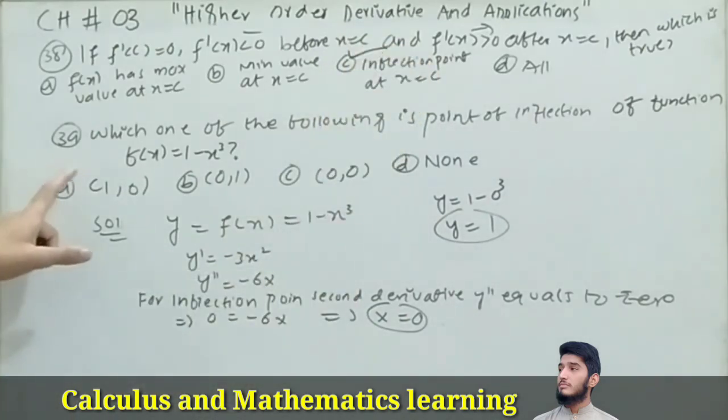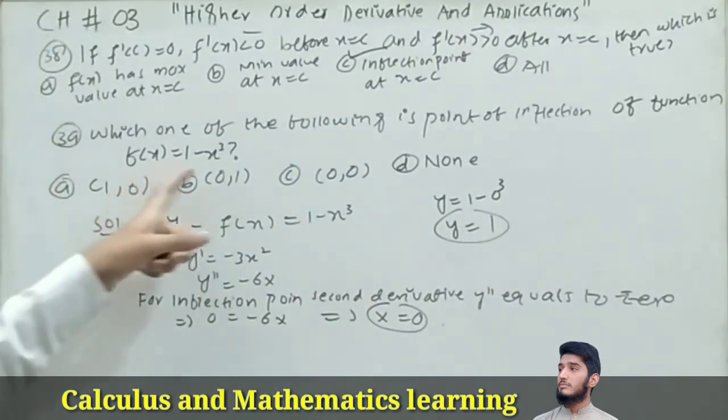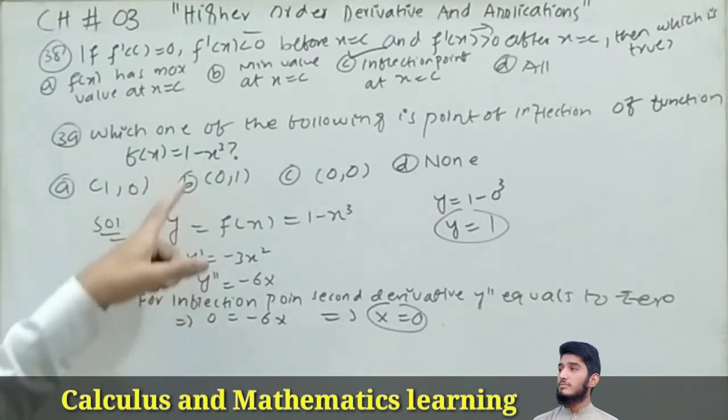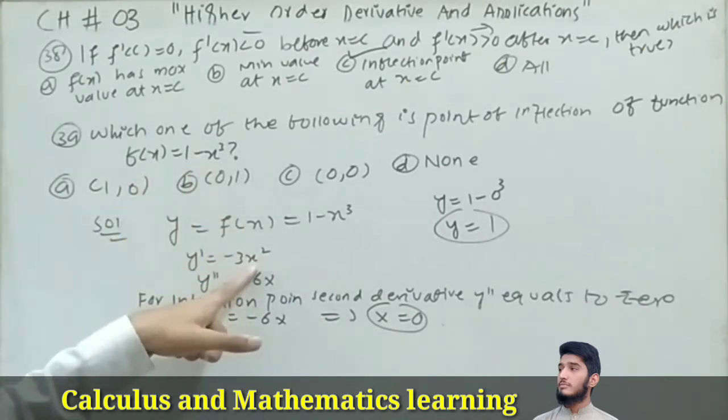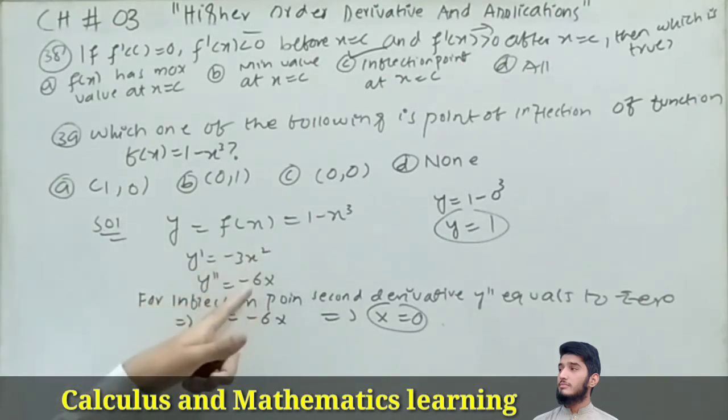Move toward MCQ number 39. Which one of the following is a point of inflection of the function f of x is equal to 1 minus x cubed? 4 options are given. For the point of inflection, first we take the first derivative of this function, which is minus 3x squared. Then we take the second derivative, which is minus 6x.